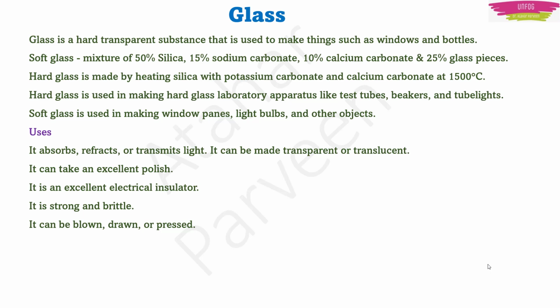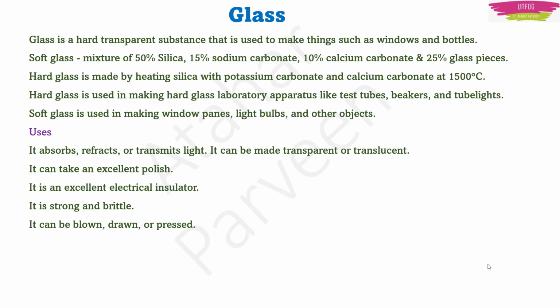Now let's start with glass. Glass is a hard transparent substance and it is used to make things such as windows and bottles. There are two types of glass. One is soft glass, the other one is hard glass. Soft glass is made up of a mixture of 50% silica, 15% sodium carbonate, 10% calcium carbonate and 25% glass pieces. Whereas hard glass is made by heating silica with potassium carbonate and calcium carbonate at 1500 degrees centigrade.